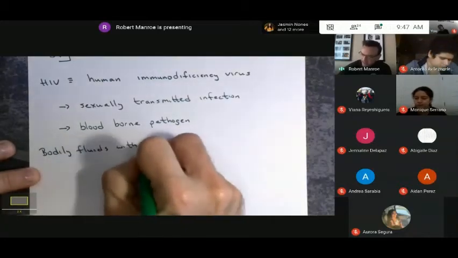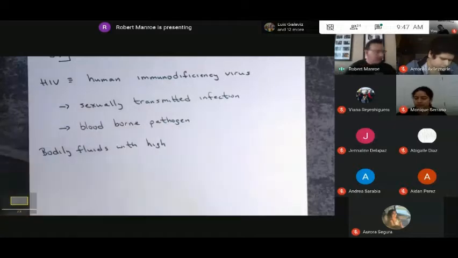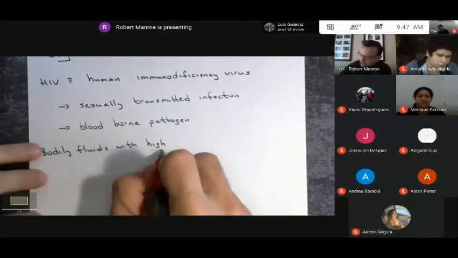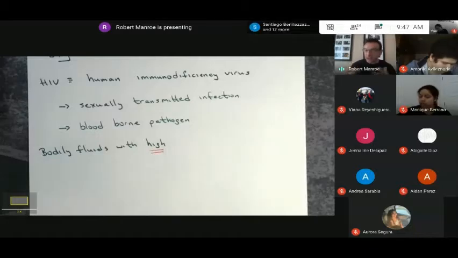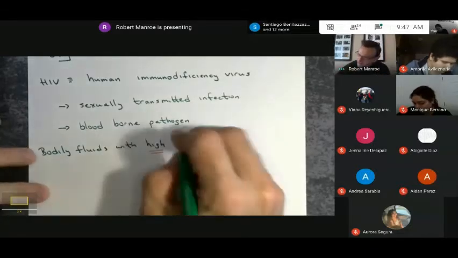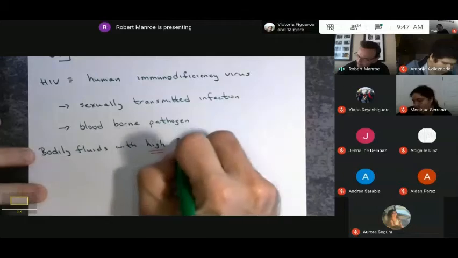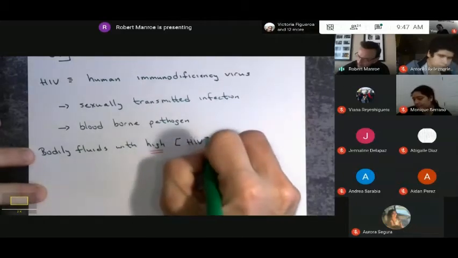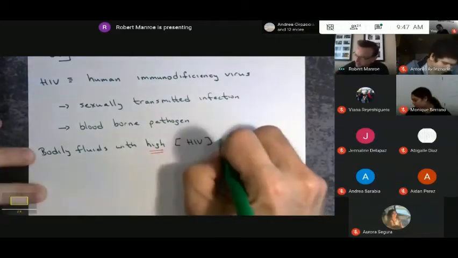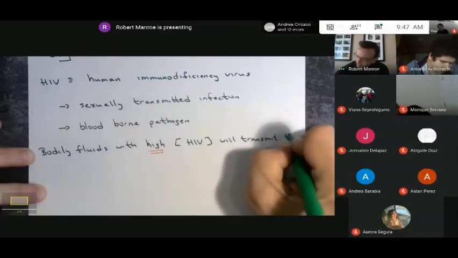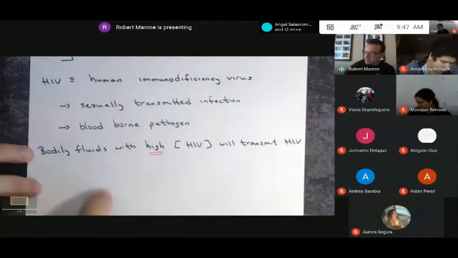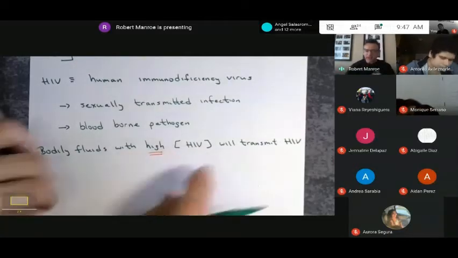Okay, so HIV is transmitted in bodily fluids with high HIV concentration. And I really want you to stress that. I don't want you thinking that if you come in contact with someone's saliva, you're going to be exposed to an HIV concentration so high that you can pick up HIV. That's not the way it works. So bodily fluids with high HIV concentration will thus transmit HIV. But it has to be a high HIV concentration.